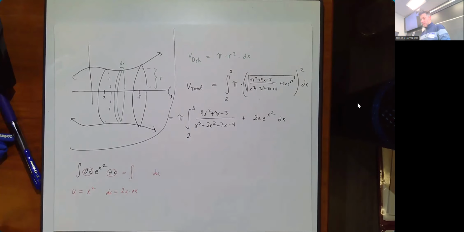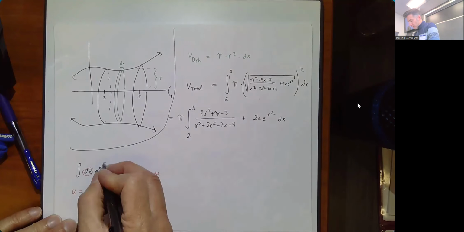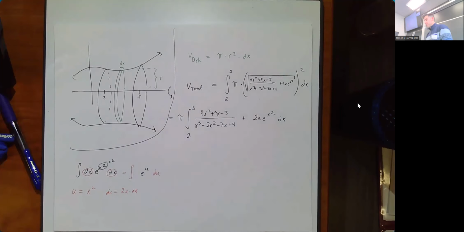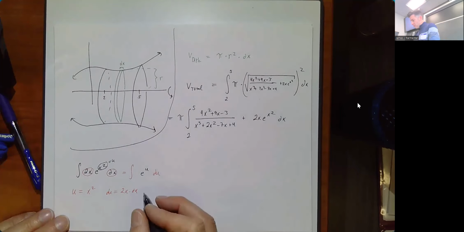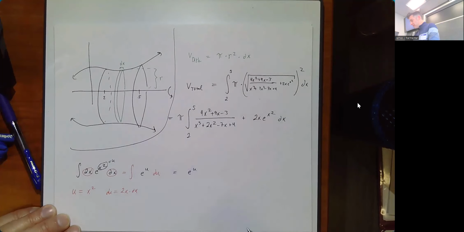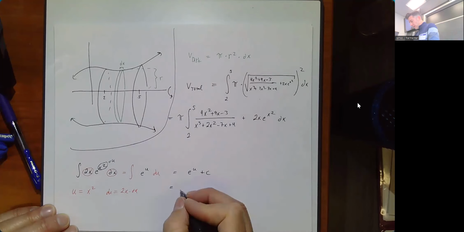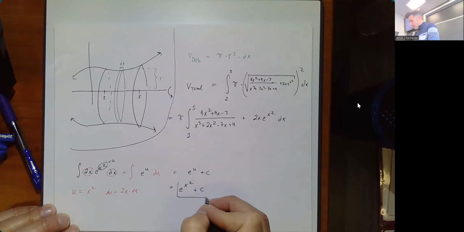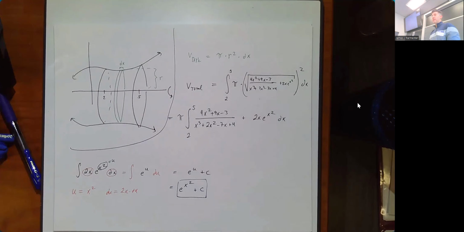And now the e to the x squared, well, x squared is u, so that's going to be e to the u. We integrate, we get e to the u. I don't really care about the plus c here, although there is a plus c. And then finally, I plug back in what u is equal to, and I get e to the x squared plus c. And that is the antiderivative of 2x e to the x squared.